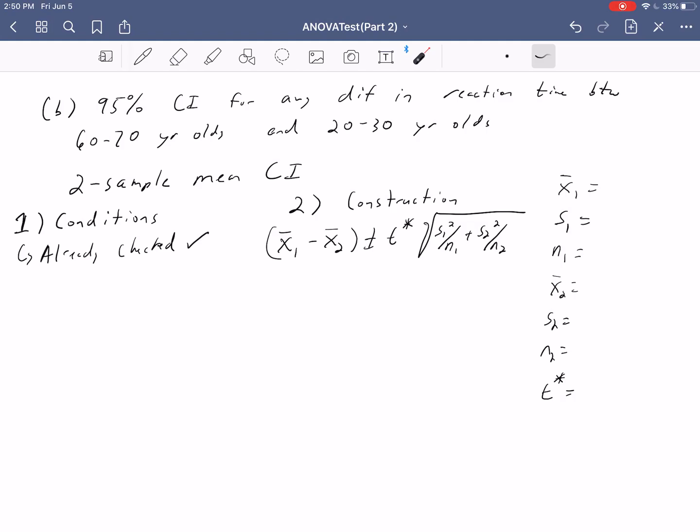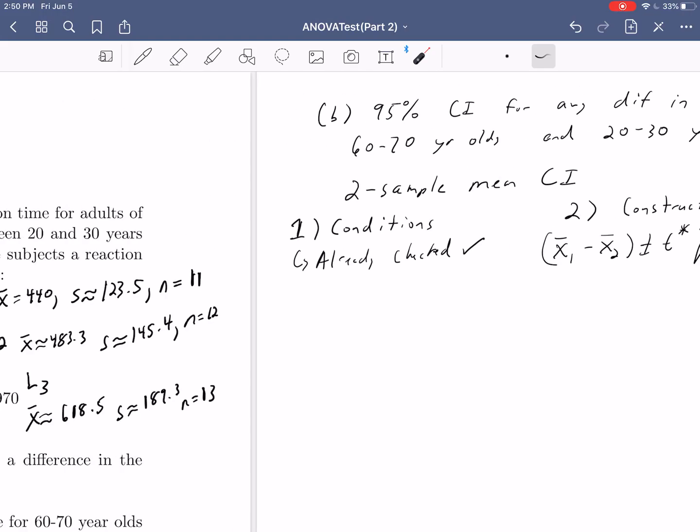We didn't need them from the ANOVA, but we are going to need them if we need to do any sort of follow-up confidence intervals. All right, now in the language of this, we said the difference in reaction time between 60 to 70-year-olds and 20 to 30-year-olds. So just to keep it easy, 60 to 70-year-olds will be our group 1 and 20 to 30-year-olds will be our group 2. So let's bring over that information.